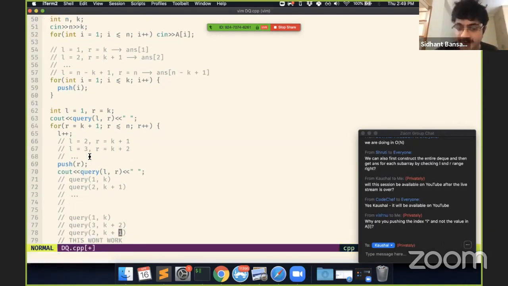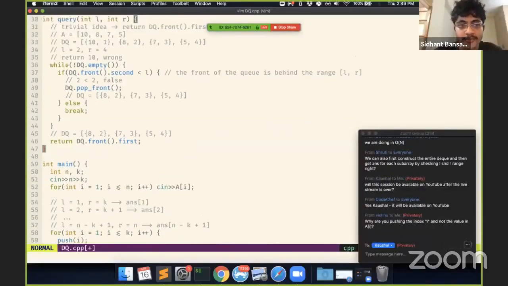Your R should always be increasing and your L should always be increasing. Here, the R is increasing from this step to this step. So up till this point, it's okay. Up till this point, it's still valid. Calling query 1, k and then 3, k plus 2 is still valid. But then calling query 2, k plus 1 breaks your L and R condition, because now you decreased L from 3 to 2 and you decreased R from k plus 2 to k plus 1, which is not allowed.